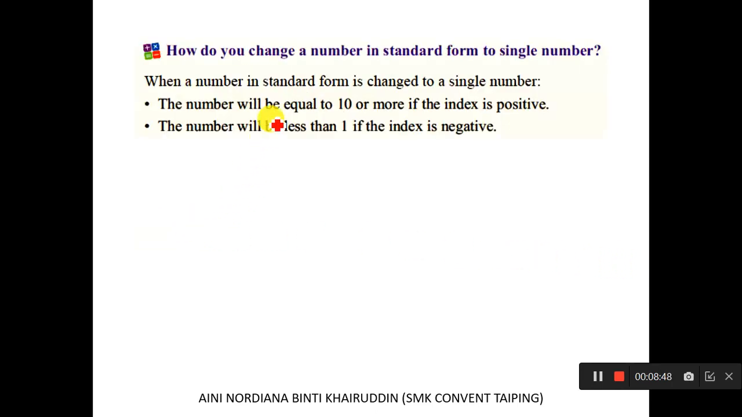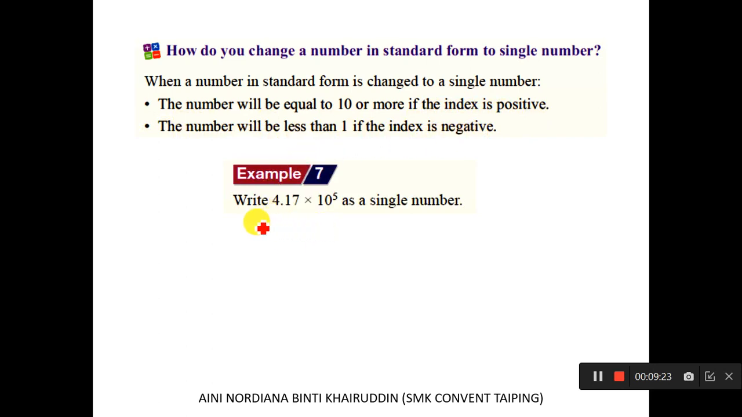Okay. So how do you change a number in standard form to a single number? Just now, from a previous example, I showed you how to change a single number to standard form. Now, we want to change a number in standard form to a single number. So, when a number in standard form is changed to a single number, the number will be equal to 10 or more if the index is positive. The number will be less than 1 if the index is negative. So have a look at this example. Write 4.17 times 10 to the power of 5 as a single number.